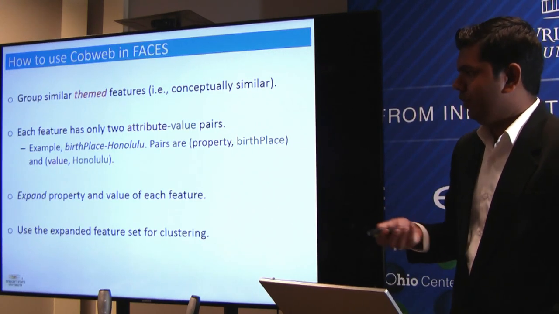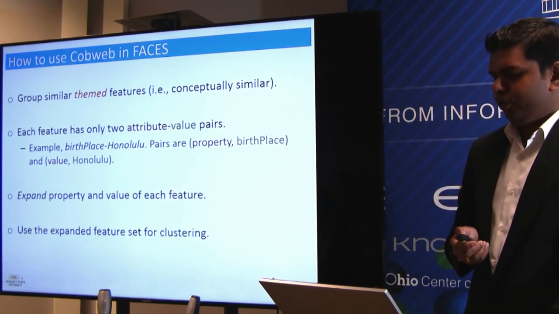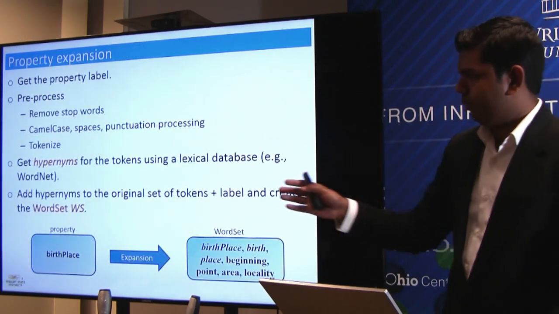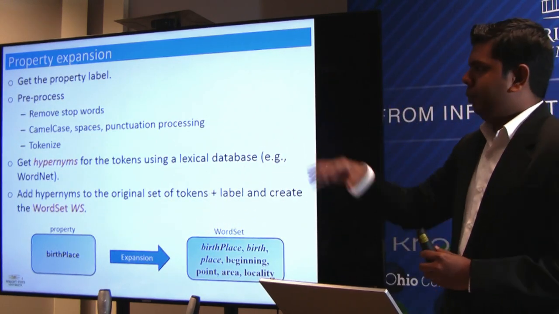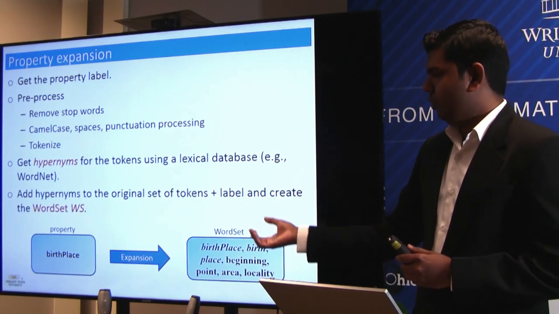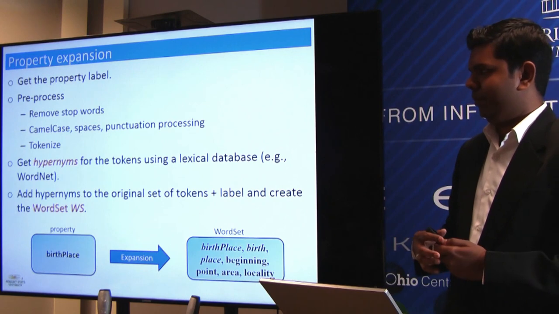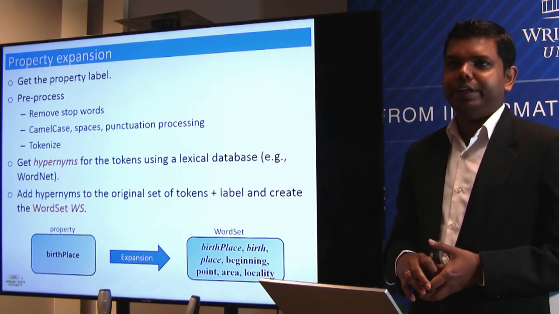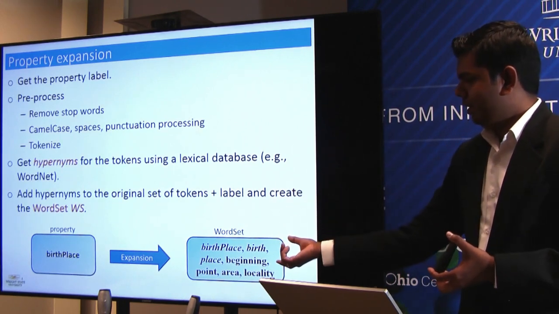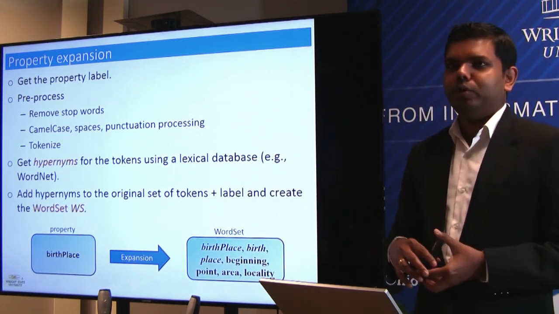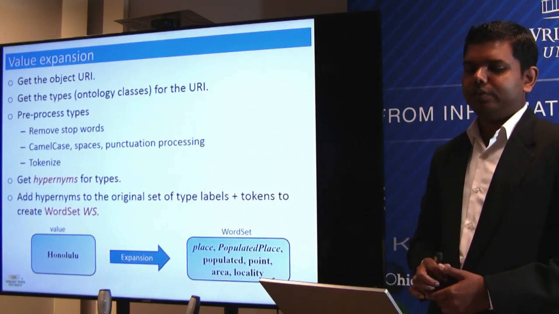So how can we improve? We use an expansion technique. I'll briefly explain how we do it. For example, for the property birthplace, we take the label, pre-process it and expand it to have a word set. We take the hypernyms from a lexical database. For example, we use the word name. Hypernyms means the abstract terms. So we have a representative word set for the property label. We do the same thing for the value, the object part of the triple.